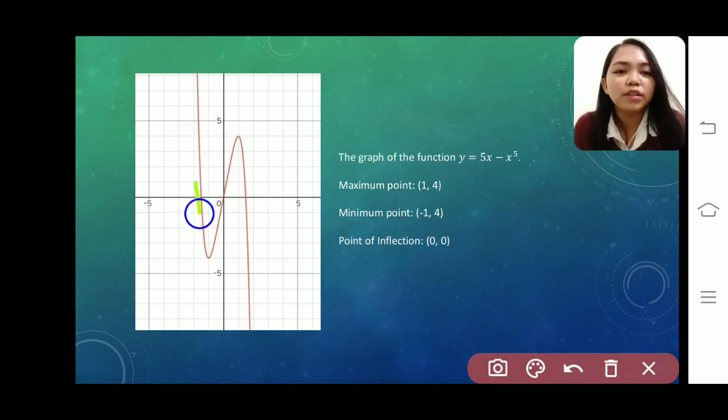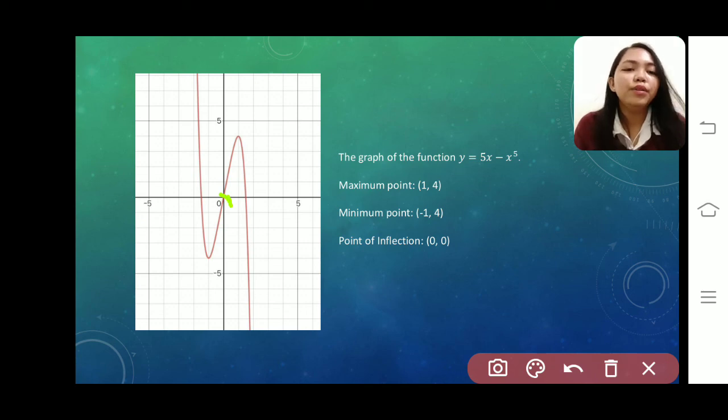So, di ba kasi dito, yung curve natin is concave upward. Tapos, pagdating dito, concave downward na siya. So, dito daw yung nangyari, yung point of inflection.